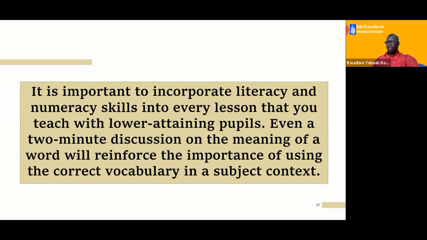With lower attaining pupils, a 2-minute discussion or finding the meaning of a word will reinforce the importance of using vocabulary correctly in every subject context. And that is very important for all our learners. And that's the key summary that we want everyone to take.